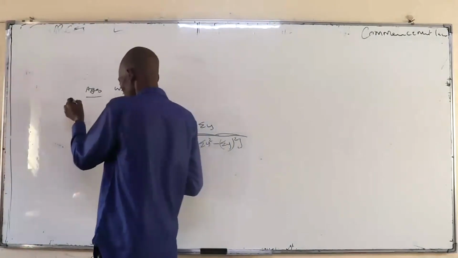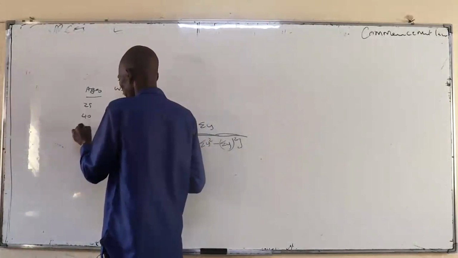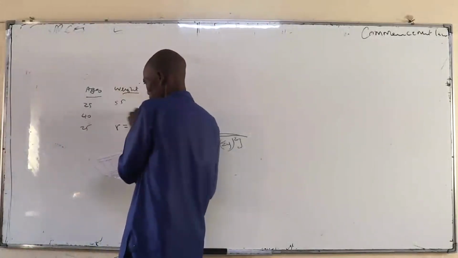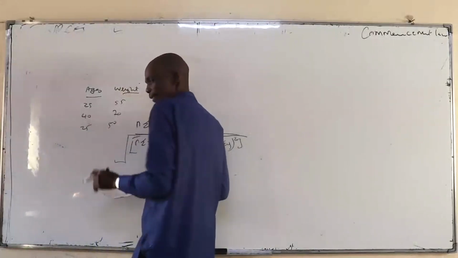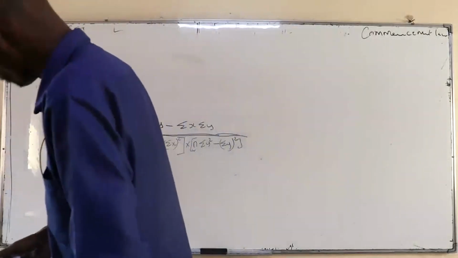So this is the age. The weight is 25, 40, 24. So this one is 55, this is 70 and 50. So we want to leave it at that. We want to determine the relationship, the correlation between the two.